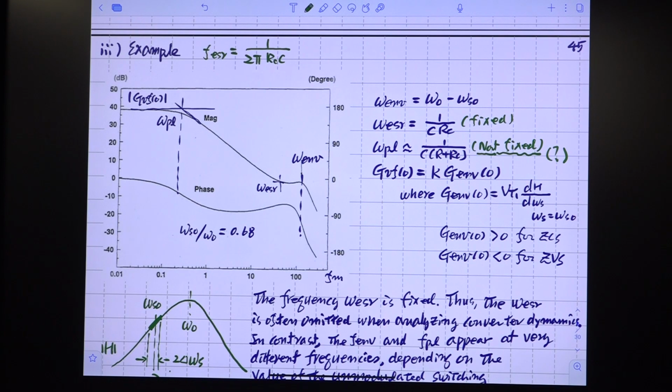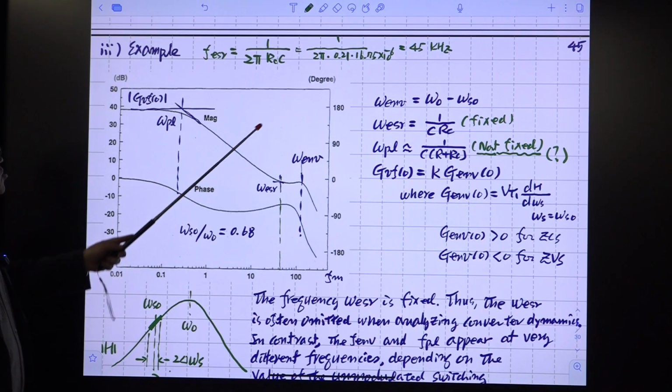Okay, because 2 pi is necessary. We went to the Hertz region, so the value here is 2 pi RC. I took this information from his dissertation. So this is 45 kilohertz. So omega ESR is somewhere here. 45 kilohertz is a very reasonable number. So 10 kilohertz, 20, 30, 40, 45, something like that.